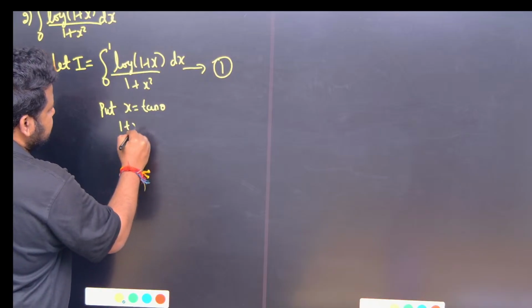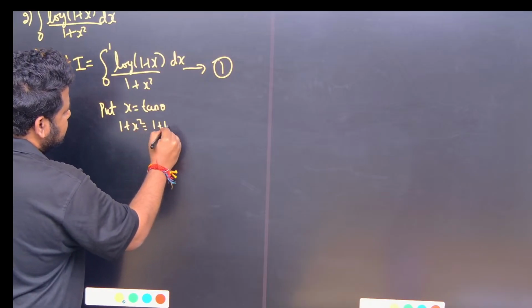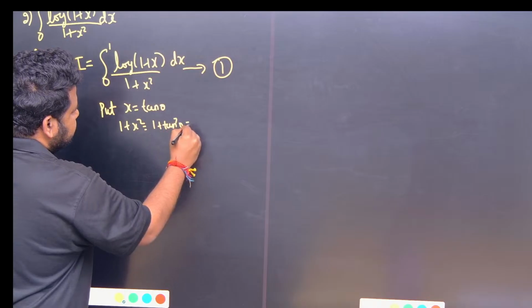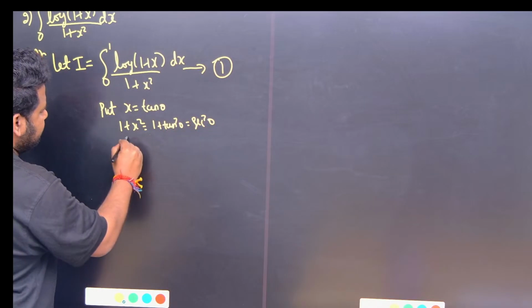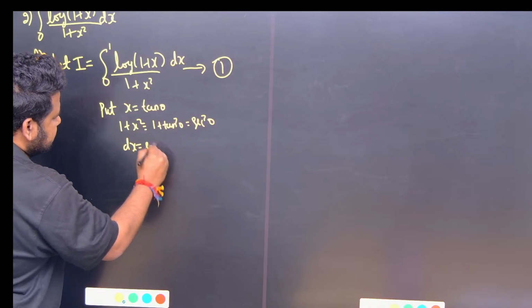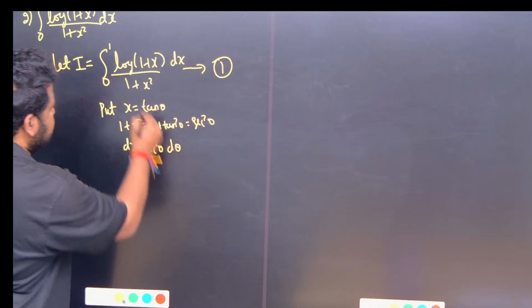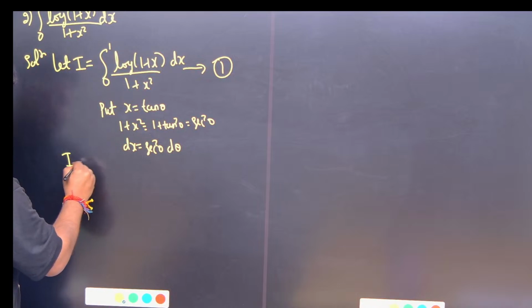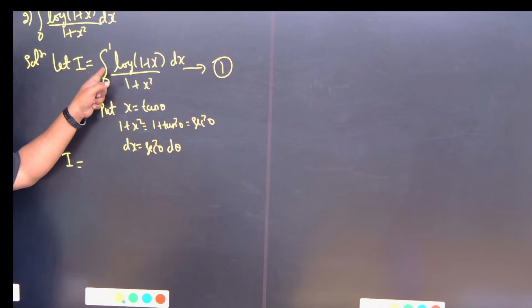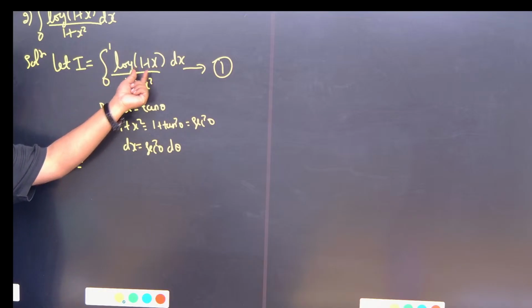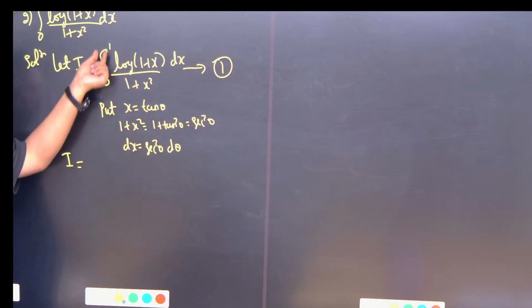Put x is equal to tan theta. This gives us 1 plus x square equal to 1 plus tan square theta, which is nothing but secant square theta, correct? What will happen to dx? dx is secant square theta d theta. So let us put this value here. Here you have to be very careful, the limits will also change from 0 to 1, because earlier the function was in x, now it is in theta.